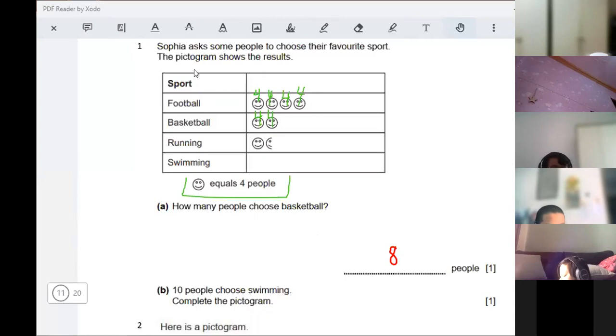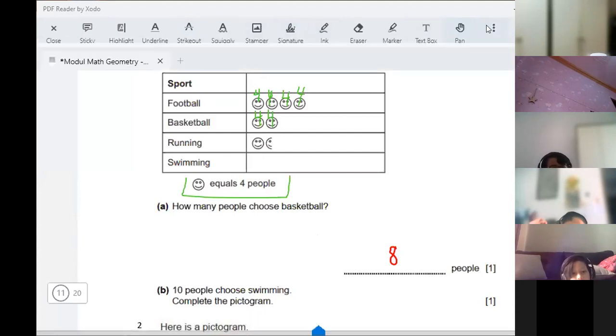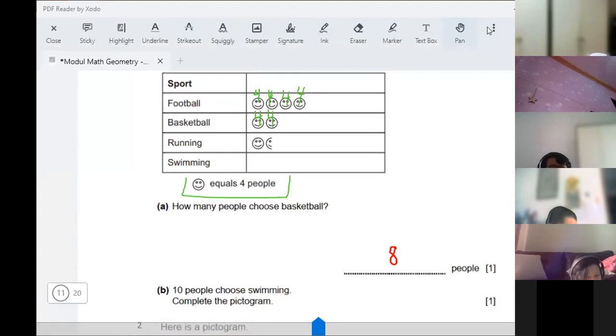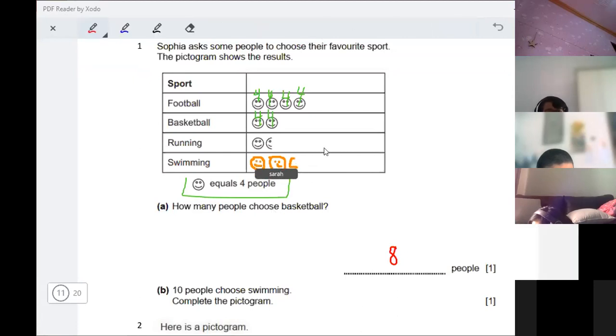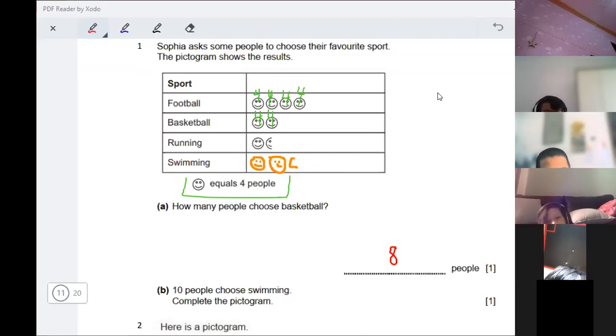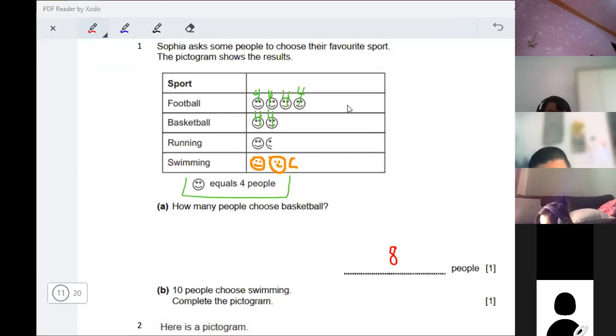Complete the pictogram. So what should you do there? Complete the pictogram. Thank you, Sarah. Okay, looks like Sarah's, this one. Got it, class? Like Sarah's, this one. The B one.